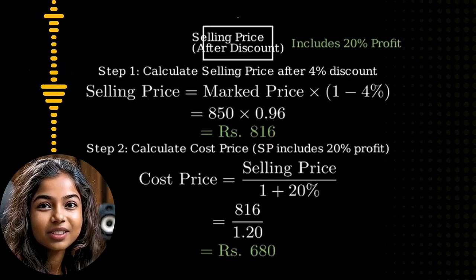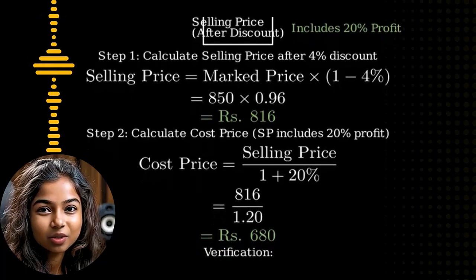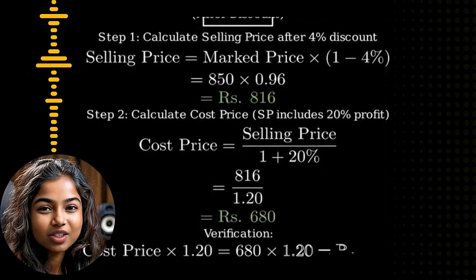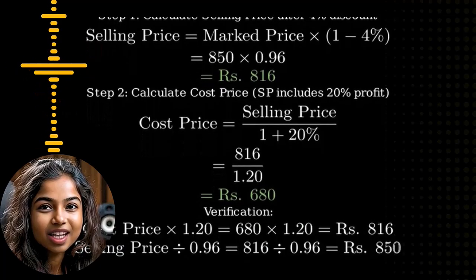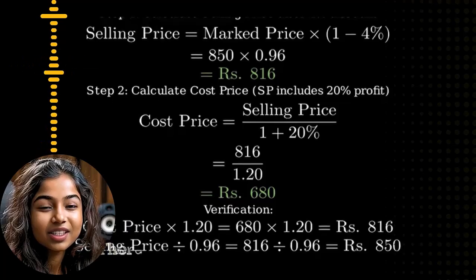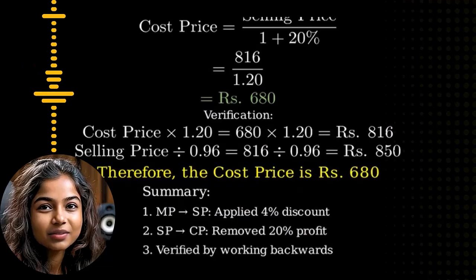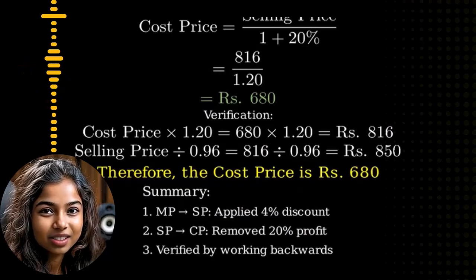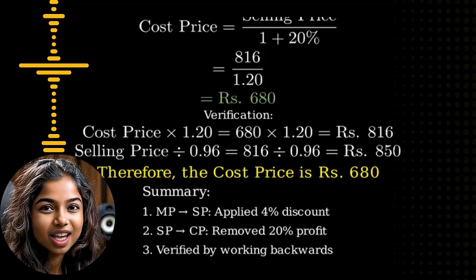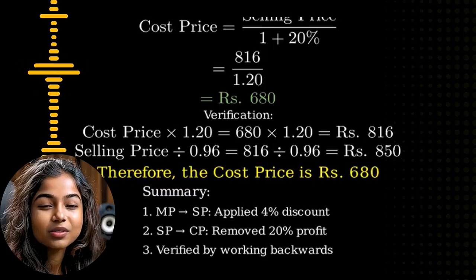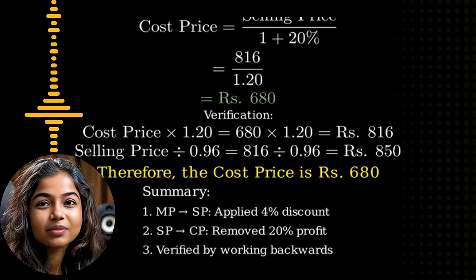Let's verify our answer. If we add 20% profit to our cost price of 680 rupees, we get 816 rupees as the selling price. And when we add this 4% discount to get back to the marked price, we indeed get 850 rupees. To summarize, we first calculated the selling price by applying the 4% discount to the marked price. Then, we found the cost price by removing the 20% profit from the selling price. Our verification shows that this answer is correct.